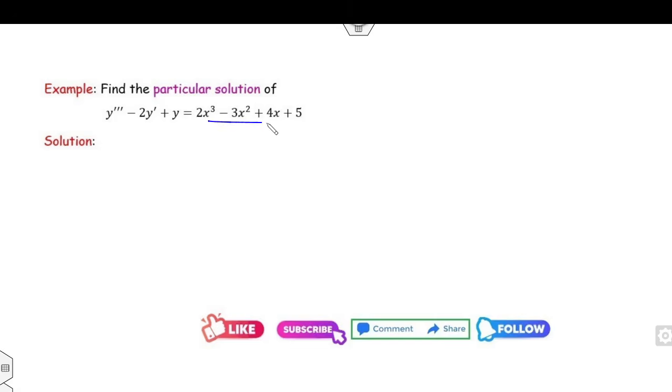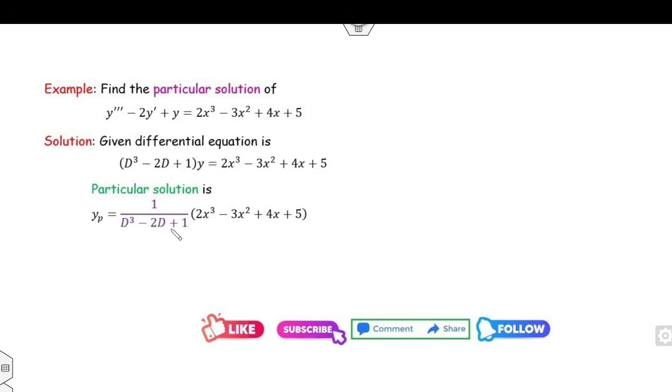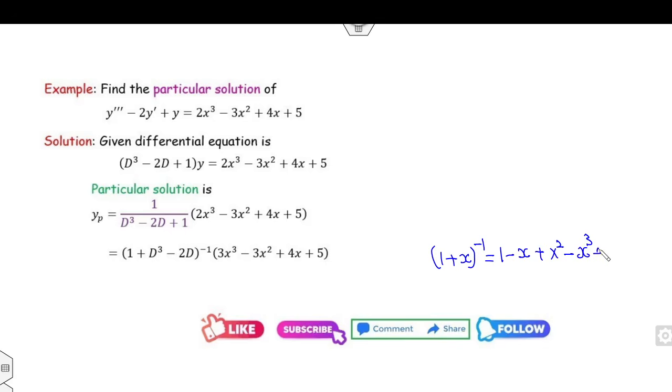Okay, again find the particular solution. You can write this function in terms of the capital D and find the value of y. Since it consists of only two terms and one is already appearing, I can write this part as 1 plus D cube minus 2D raised to power minus 1. I can expand the series 1 plus x raised to power minus 1: 1 minus x plus x square minus x cube plus x^4 and so on, up to the degree 3. So I can write up to the degree 3.